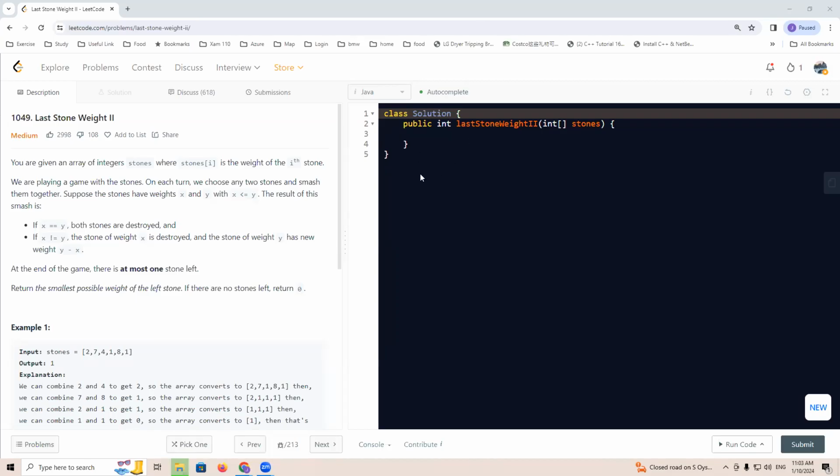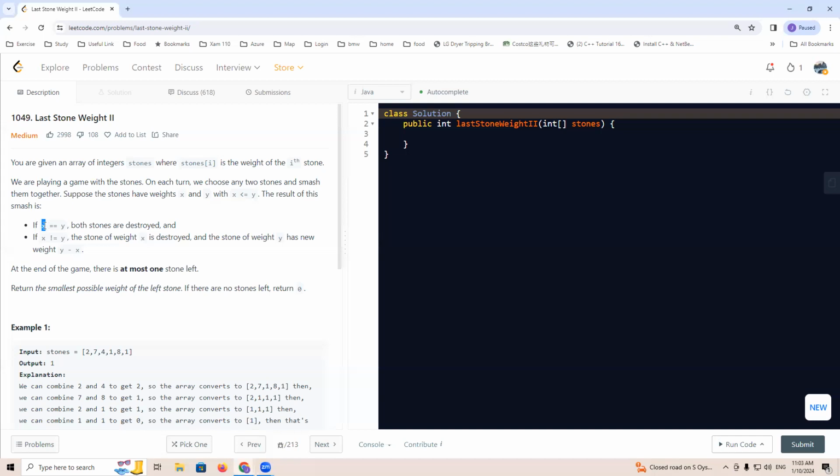Let's go through LeetCode 1049, Last Stone Weight 2. In this question, we're given an integer array stones, and we're playing a game. Each turn, we can choose any two stones and smash them together.